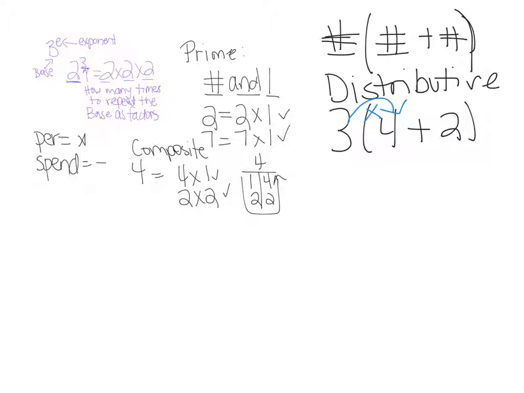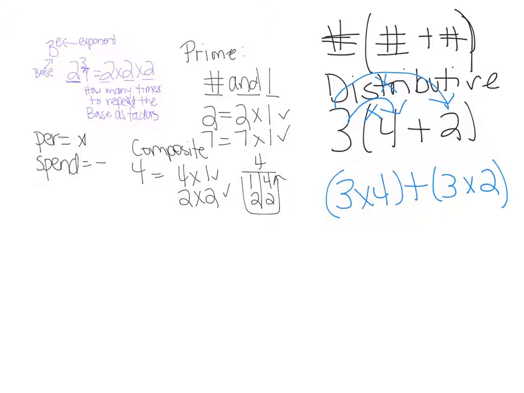Think about it like on Christmas when your grandpa gives all the teenagers the same amount of money. Everybody's getting distributed the same amount. So we're going to give it to one and the other. This problem is set up as 3 times 4 plus 3 times 2. That's what we're doing when we distribute from the outside to the inside. So just keep that in mind.